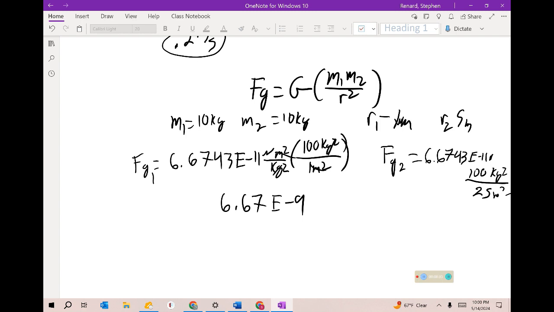6.6. So we ended up just kind of multiplying by 4 is what's going to happen. That's going to give us 2. Well, it doesn't seem right. 6.6743. Oh, that's because I forgot to put the negative. There we go. 2.7 e to the negative 10th.